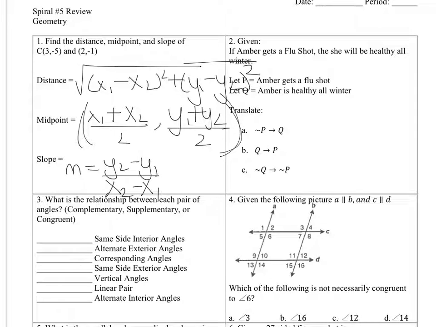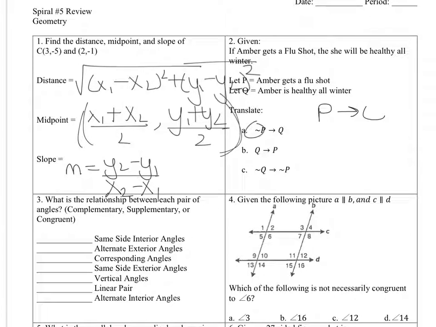If we go over and look at number 2, translating, remember this squiggle means not. So A would say, if Amber does not get a flu shot, then she is healthy all winter. B would say, if Amber is healthy all winter, then she got a flu shot. And C would say, if Amber is not healthy all winter, then she did not get a flu shot. Friendly advice, I hope your ears are on.